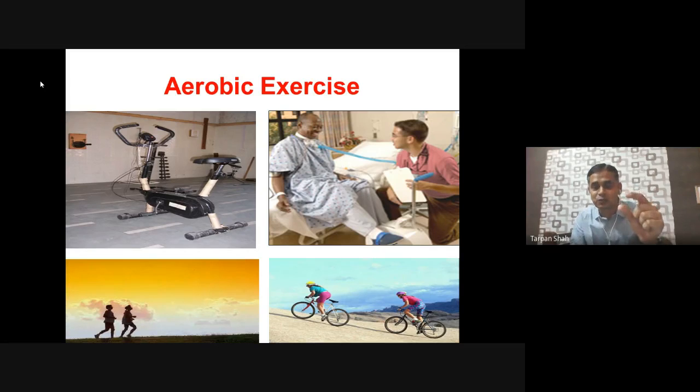Traditional Borg scale, it starts from 6, ends with 20. Modified Borg scale, it starts with 0, ends with 10. You can use both of them. It is up to you, it's your preference. Okay. Now what you can do is you can take a print copy of this Borg scale.